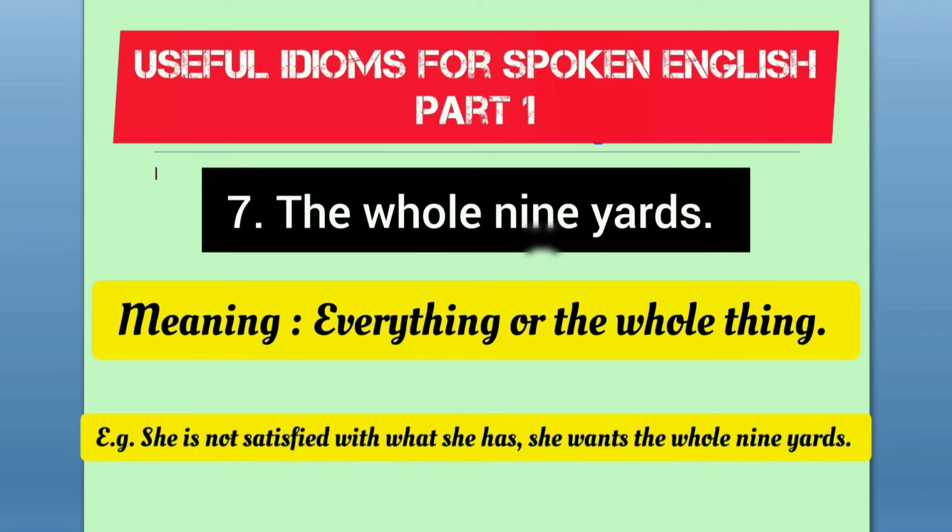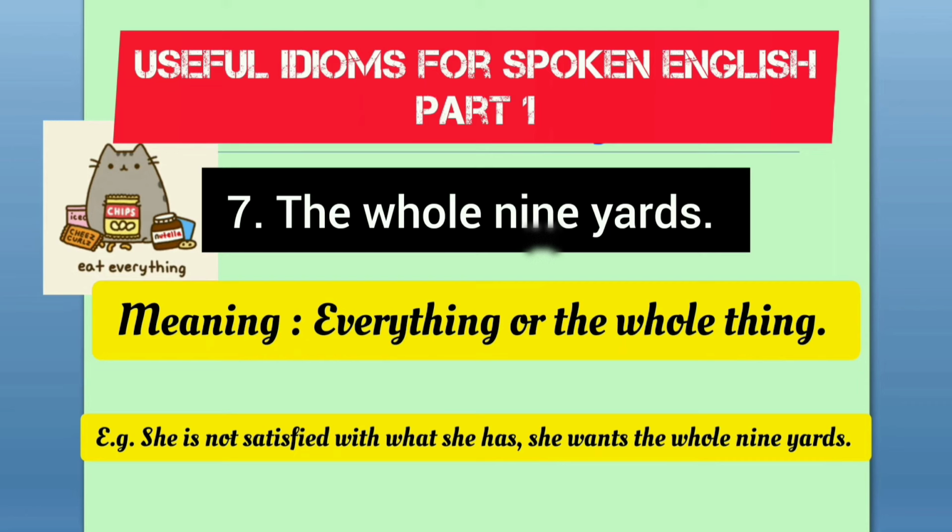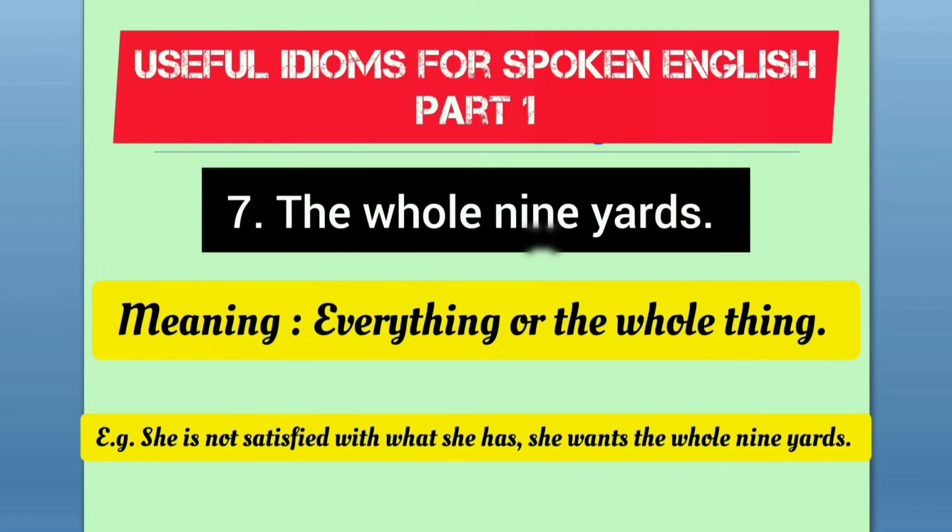Okay, so let's see how to use this in our everyday English conversation. Let's see the example which is on your screen. She is not satisfied with what she has. She wants the whole 9 yards. Okay, that means she wants everything. She is not contented with what she has. She wants everything. That's the way you can put this idiom in your everyday English conversation.